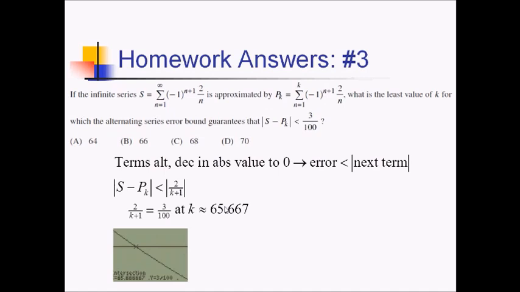So the question is, do we need a number that's bigger or smaller than this? Well, since the error gets smaller and smaller as the k value gets bigger, that means to guarantee we get something less than 3 over 100 for error, we need our k value to be a little bit bigger than this. So 66 is the first whole number that's bigger than the true intersection point there. So we're going with choice B on this one.